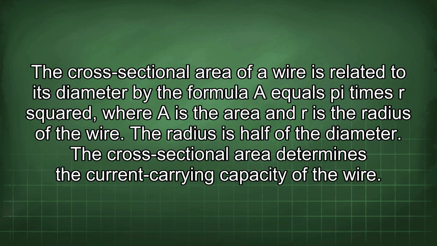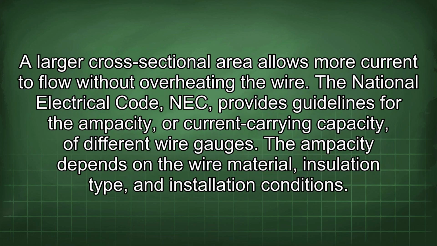The radius is half of the diameter. The cross-sectional area determines the current carrying capacity of the wire. A larger cross-sectional area allows more current to flow without overheating the wire. The National Electrical Code, NEC, provides guidelines for the ampacity, or current carrying capacity, of different wire gauges.